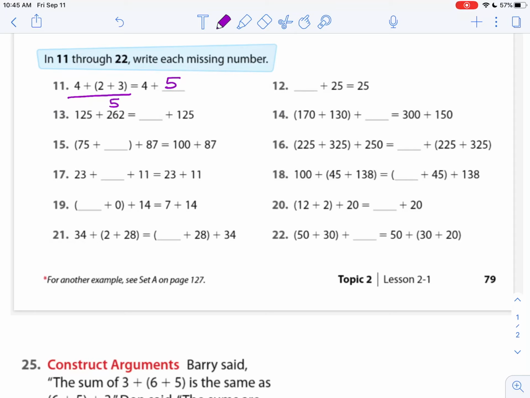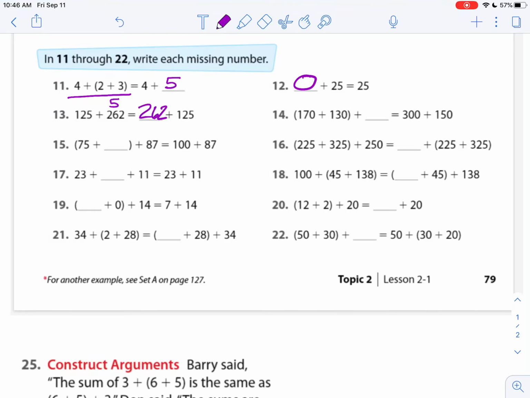On this next one, number 12, what plus 25 equals 25? That one would have to be 0, wouldn't it? Because remember, the property of 0 doesn't change anything, right? Okay, look at number 13. We have 125 plus 262 equals what plus 125. Well, this is showing us the commutative property because you're just going to do the turnaround fact. So, guys, we do that when we're doing fact families. 3 plus 5 equals 5 plus 3. So it doesn't matter how big your numbers are. You're going to do the same skill.